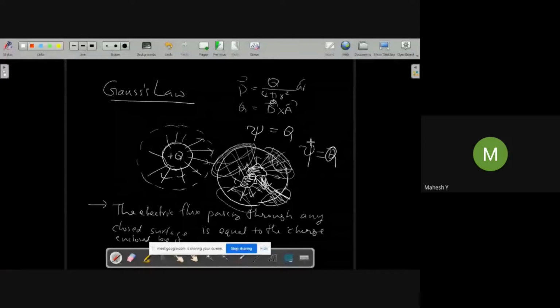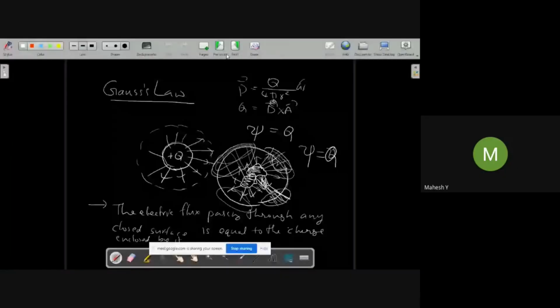So this is Gauss's law. Just note down that law: the electric flux passing through any closed surface is equal to the charge enclosed by it. That is the statement.